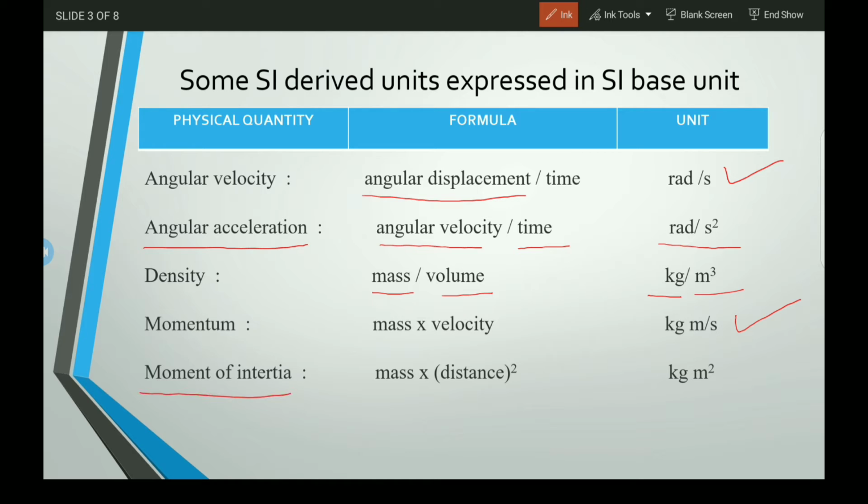Next quantity is moment of inertia. Its formula is mass into distance square. The unit for mass is kilogram and the unit for distance is meter. So the unit of inertia becomes kg meter square.